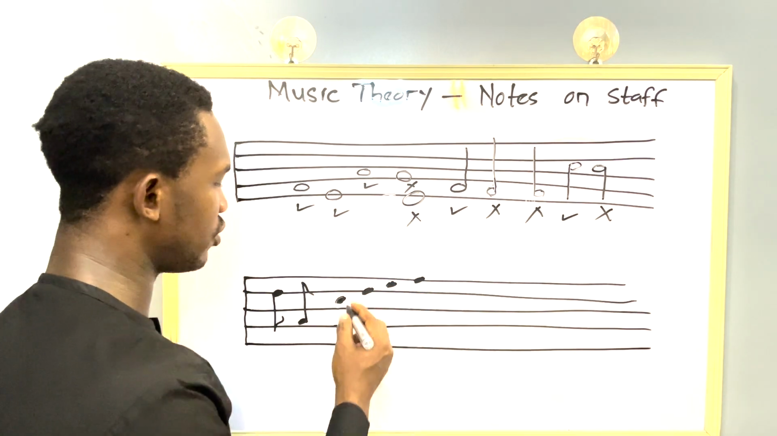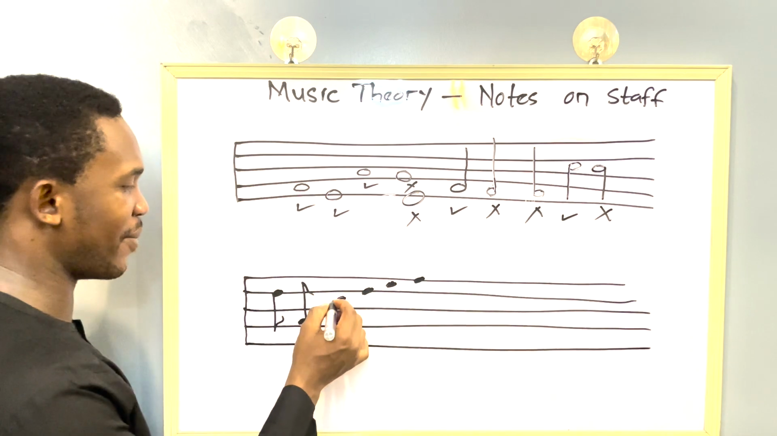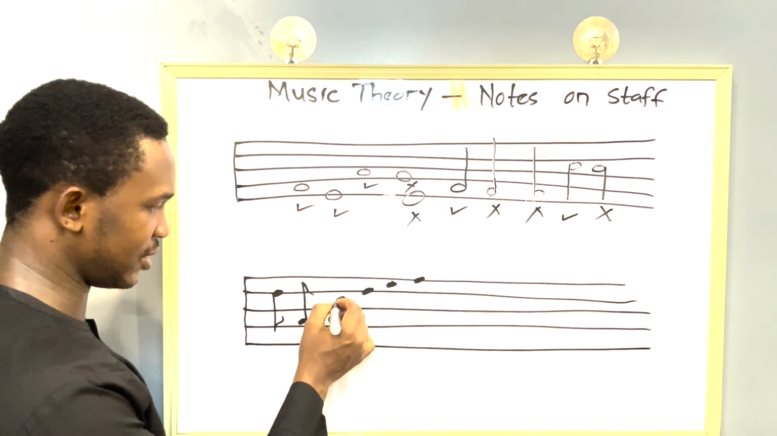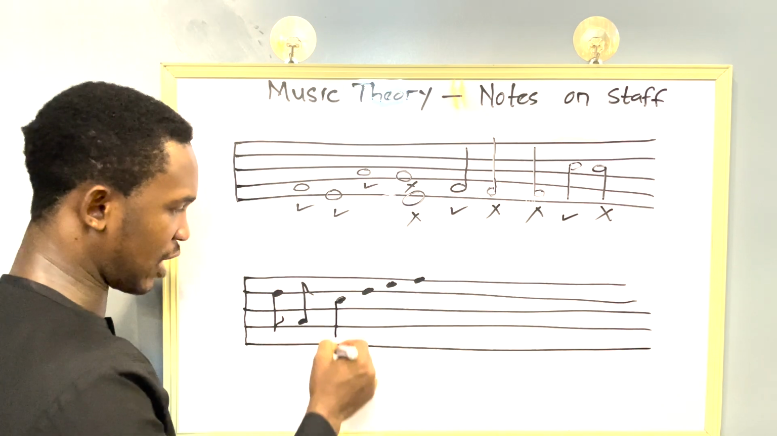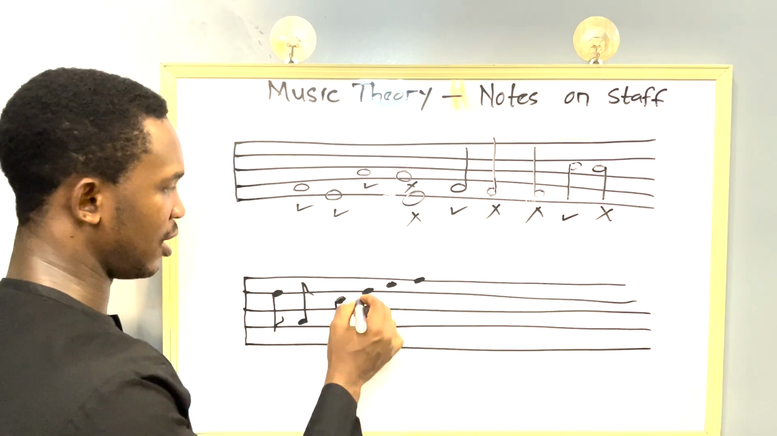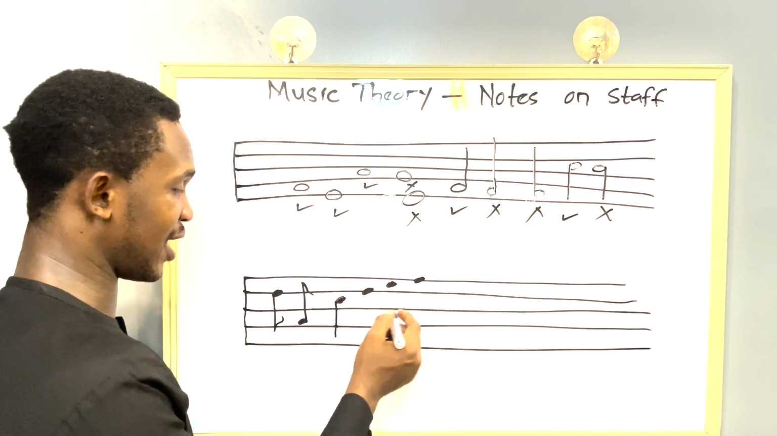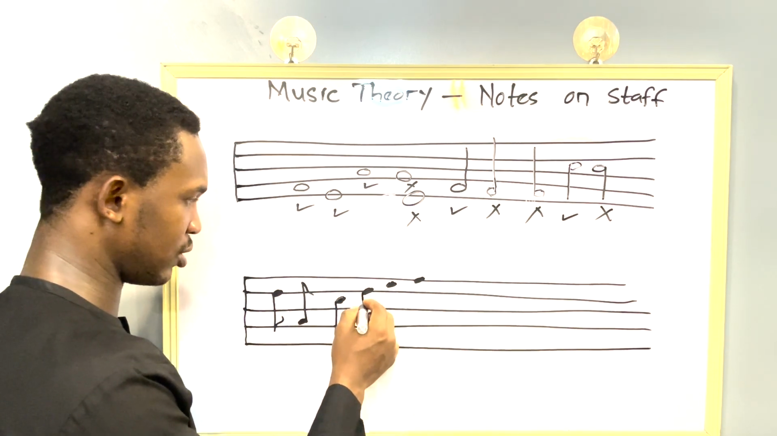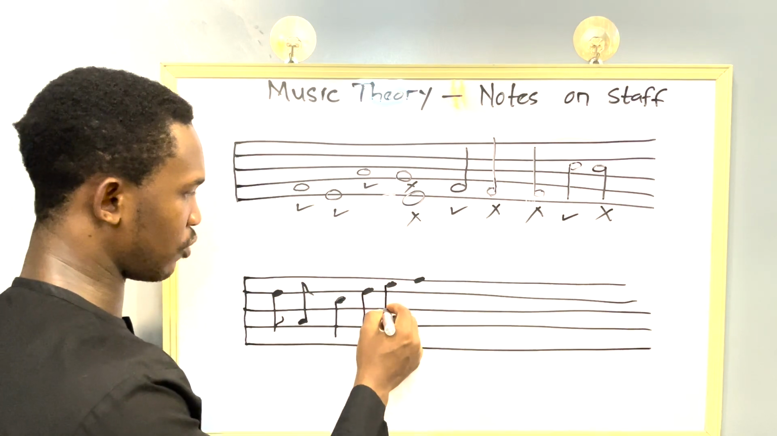All right, so when you have notes like this, the stem goes down by the left. From the note head, the stem goes down by the left. And that is the general rule. As long as a note is above the third line, the stem should go down from the note head by the left.